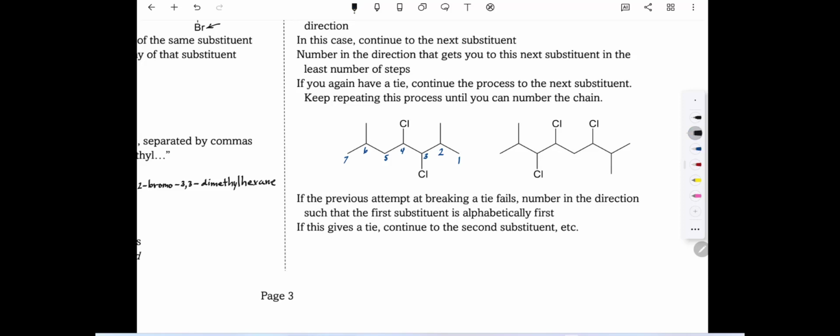Okay. So we have a couple chloros and we have a couple methyls. Chloro comes first alphabetically. So the name here is going to be 3,4-dichloro. Then we have 2 methyls, so 2,6-dimethyl. And the parent hydrocarbon with 7 carbons is heptane.